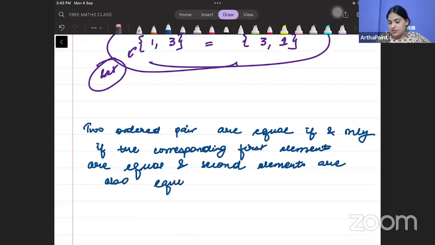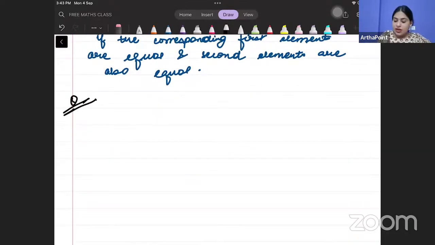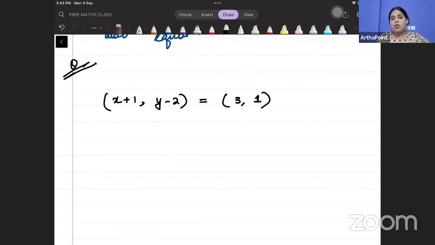एक question ले लेते हैं इस पे. Let's take a question. So question. बेटा suppose I am saying that (x plus 1, y minus 2) is equal to (3,1). बेटा ये ordered pair है, so इसका first element इससे equal होना चाहिए क्योंकि ये equal लगा हुआ है, और second element इससे equal होना चाहिए क्योंकि equal लगा हुआ है.